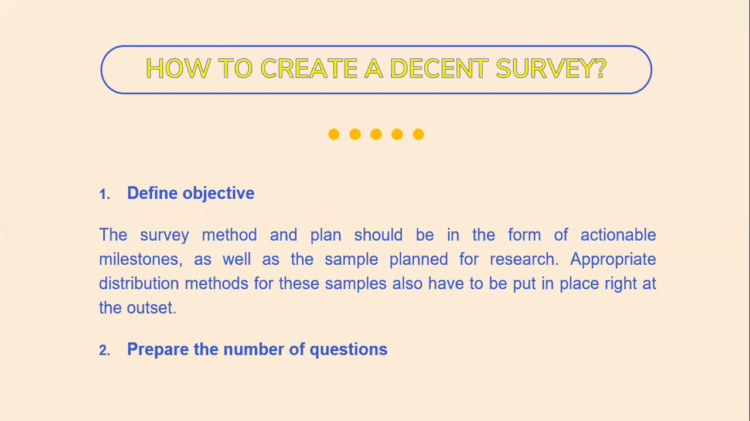The next is how to create a design survey. The first is define objective. The survey would have no meaning if the aim and the results are unclear before deploying it. The survey method and plan should be in the form of actionable milestones as well as the sample plan for research. Appropriate distribution methods for the samples also have to be put in place right at the outset.